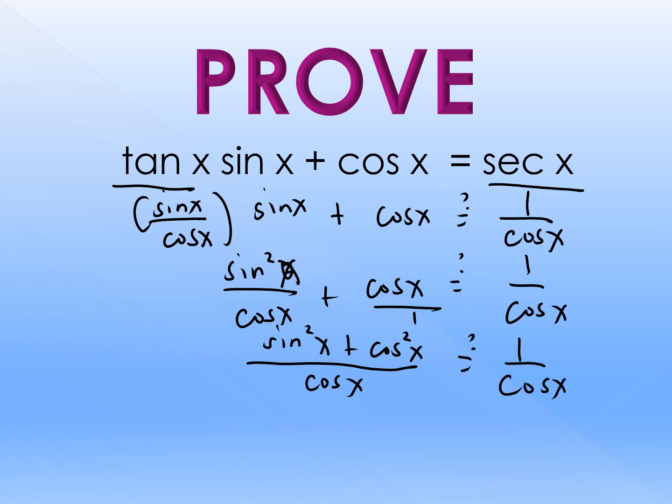Sine squared x plus cos squared x by Pythagorean identity, that's equal to 1. So therefore, we have 1 over cosine x is equal to 1 over cosine x. So we prove that the right side is equal to the left side.